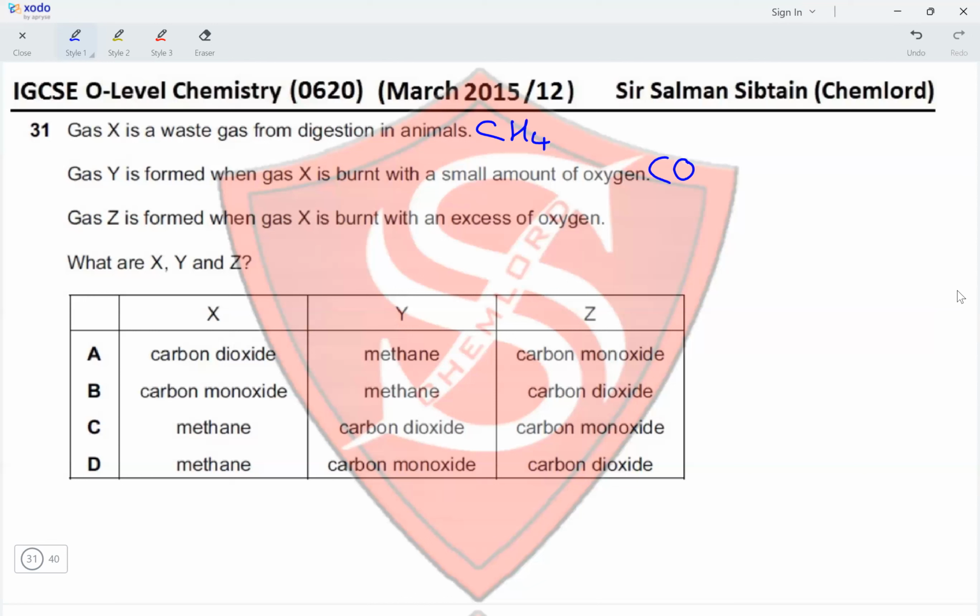Gas Z is formed when gas X is burnt with an excess of oxygen. So when carbon monoxide is burnt with an excess of oxygen, it turns into carbon dioxide. What are X, Y, and Z? So X is methane, eliminating options A and B. Y is carbon monoxide, eliminating option C. And Z is carbon dioxide, making option D the correct option for this question.